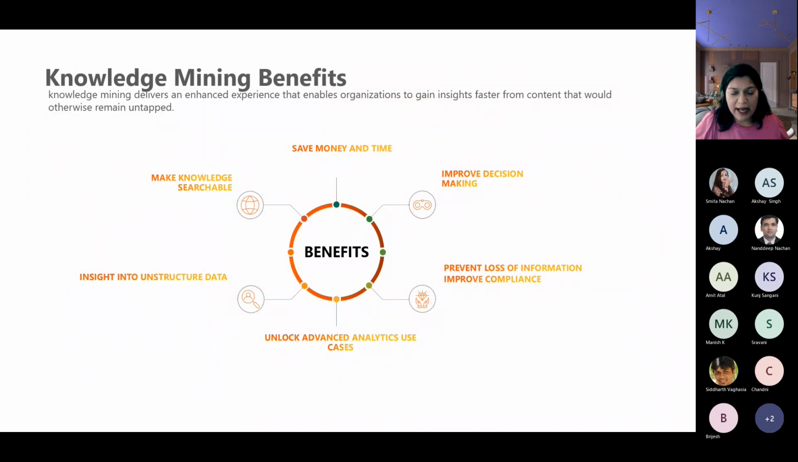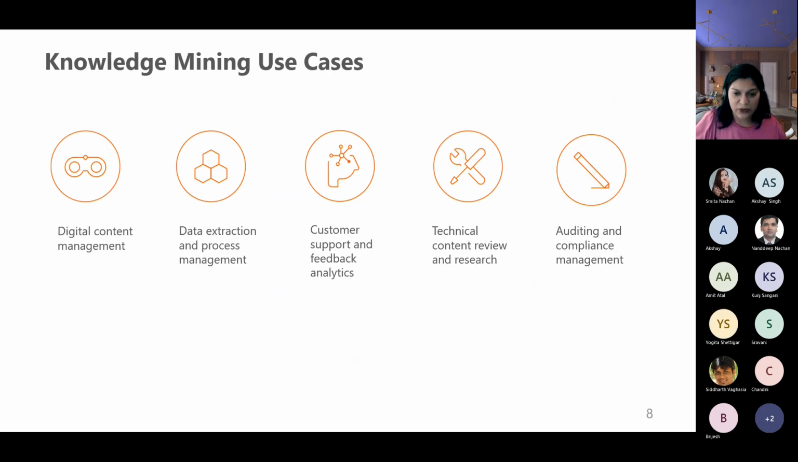The benefits of knowledge mining are myriad. We make knowledge searchable, we save time and money, we get insights into your data, we prevent a loss of compliance, improve decision making, and unlock advanced analytics use cases, right? So this is where it will typically come in handy: content management, analytics, feedback, customer support, compliance management, right?